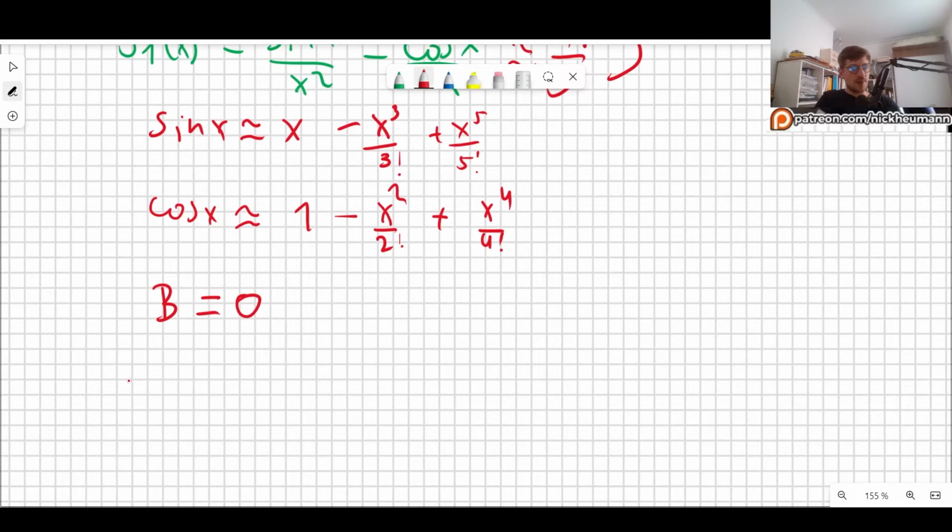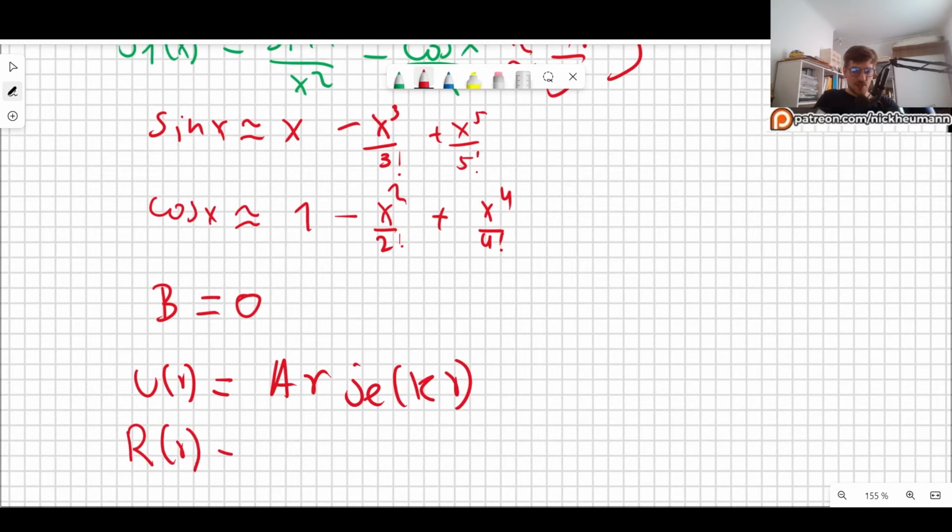So our solution in the end is simply going to be, maybe let's begin with this, u of r is going to be A r times the spherical Bessel function evaluated at kr. And if now we want to go for R, which as we saw is u of r over r, we simply divide by r and we get A times the spherical Bessel function. So this is our solution, of course.